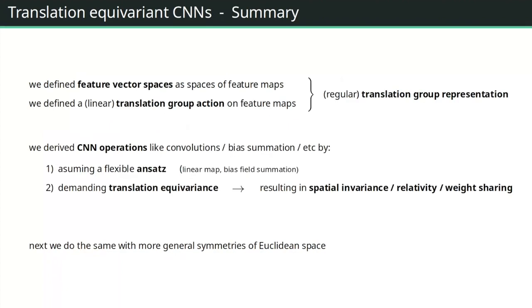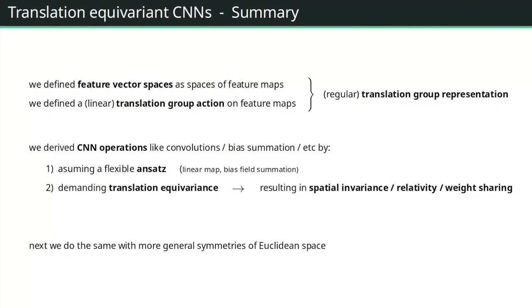Okay, so as a summary, we defined the feature vector spaces as spaces of feature maps. Then we defined a linear translation group action on the feature maps, which gives us a group representation. And then we derived convolutional network operations by first assuming some ansatz, some general family of functions, which we are interested in. Then we demand the symmetry property, and we get, in this case, weight sharing or spatial invariance or relativity constraint on our operation.